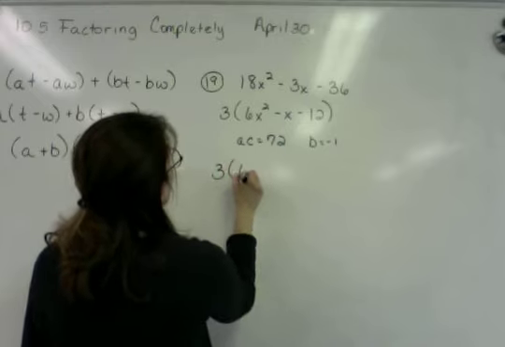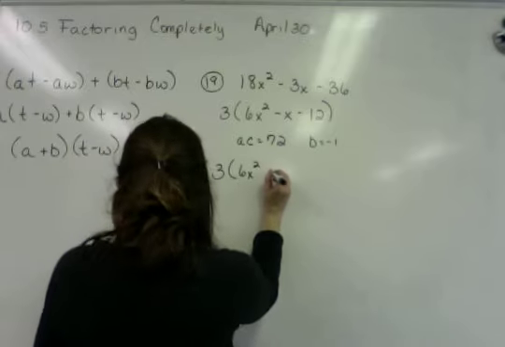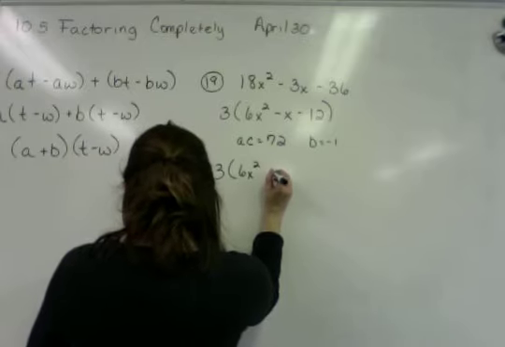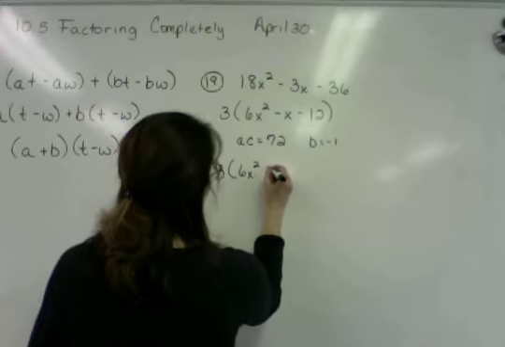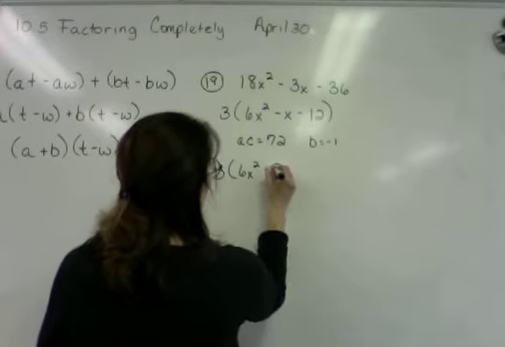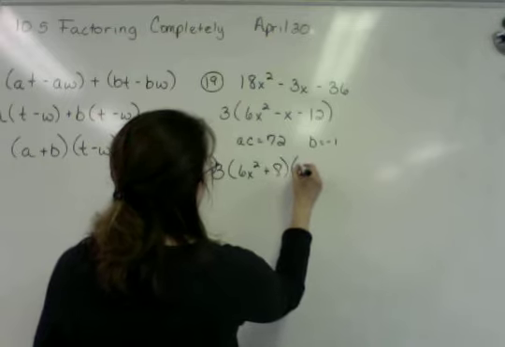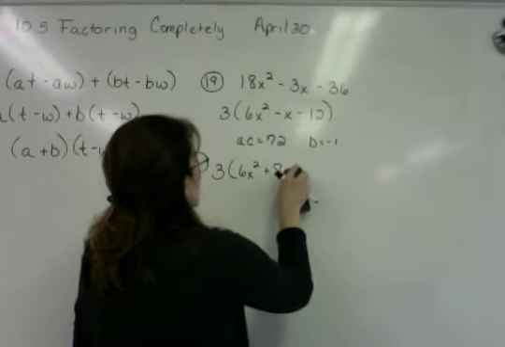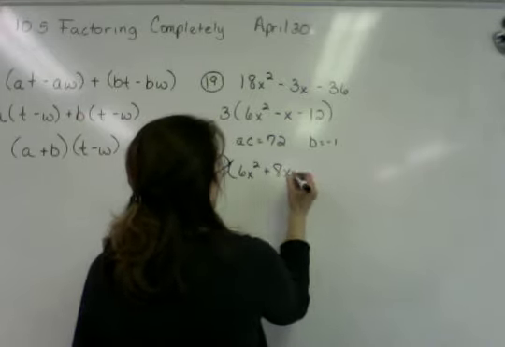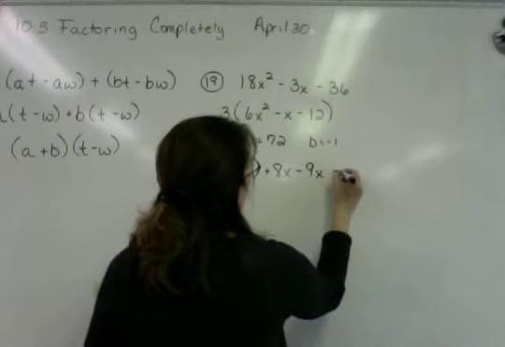We still have 6x squared. One of these is going to be 8, because the bigger one is going to have to end up becoming, and then the other one is going to have to be 9x, and then we're going to have that.